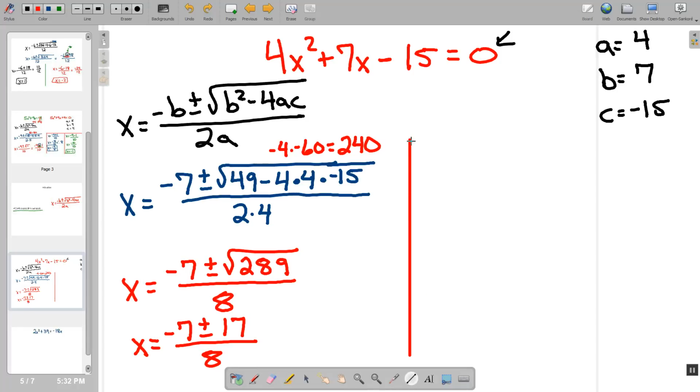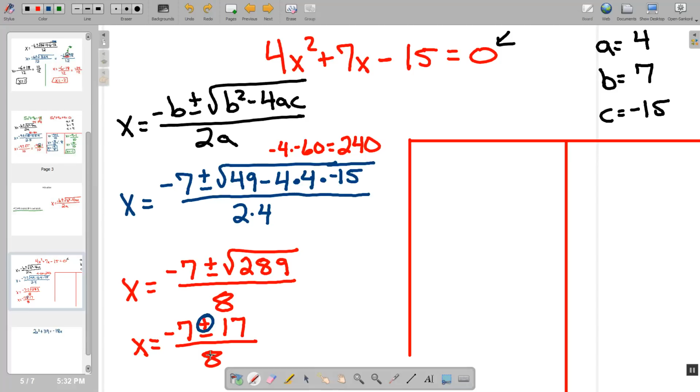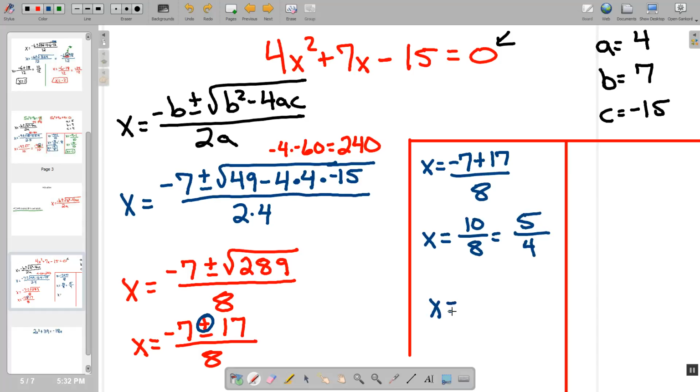And because we're looking at the plus or minus, it means that we almost always will have two solutions. So our first solution is going to be with the positive, or the plus 17. So I'm going to get x is equal to negative 7 plus 17 all over 8. Negative 7 plus 17 is 10, so 10 over 8, which is 5/4. And that simplifies to the decimal 1 1/4, or 1 25/100.